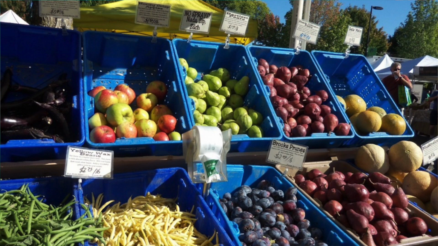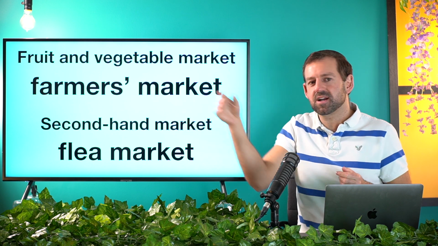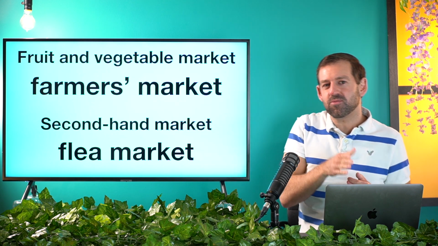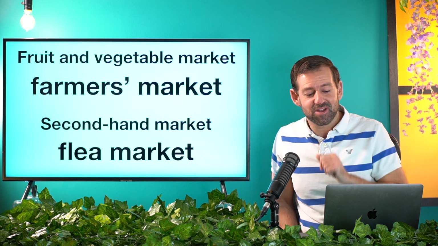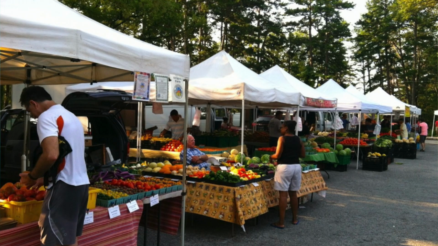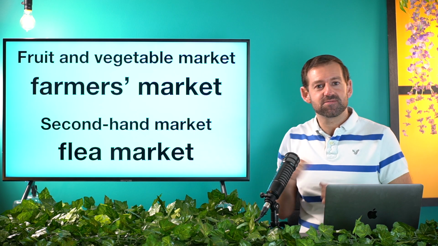Okay, a farmer's market. Now remember, with this word farmer, the apostrophe needs to come after the S, not before the S. If it's before the S, that means one farmer. Okay, but we're not talking about one farmer. We're talking about a lot of farmers who can come to this place and sell their stuff. Now, a secondhand market is called a flea market.